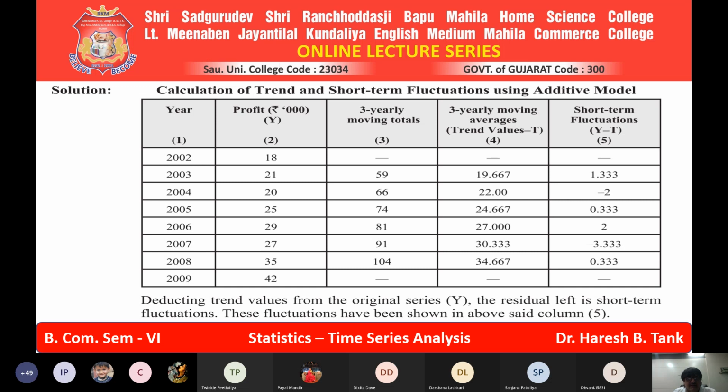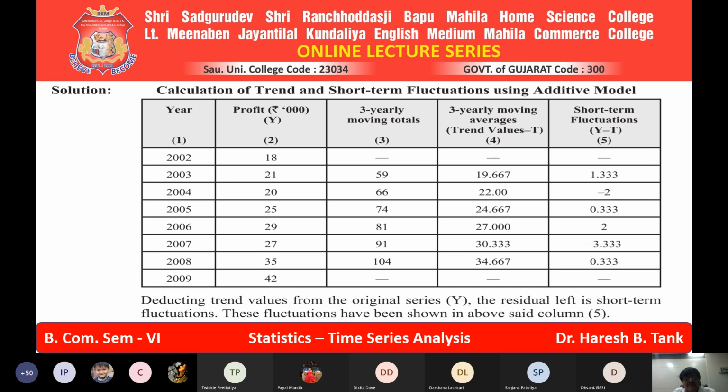The other is the respective profit value originally given in your data set, which is 21. The trend value which we are getting is 19.667. Make a difference of these two: 21 minus 19.667. So the difference is 1.333, and that difference is to be written here.